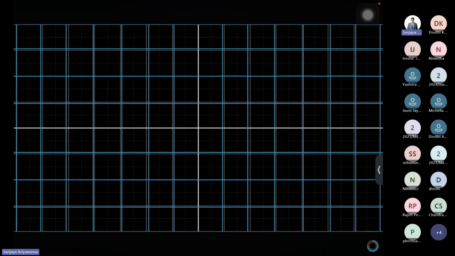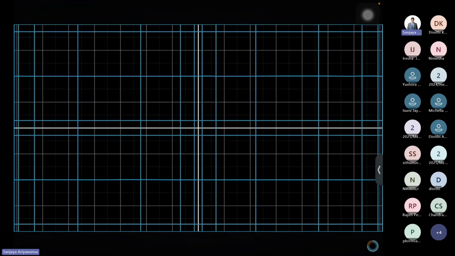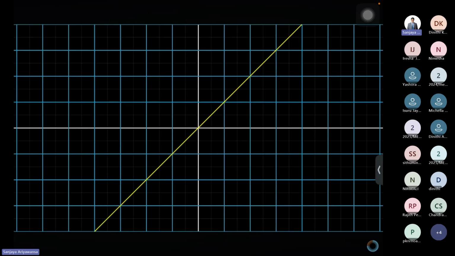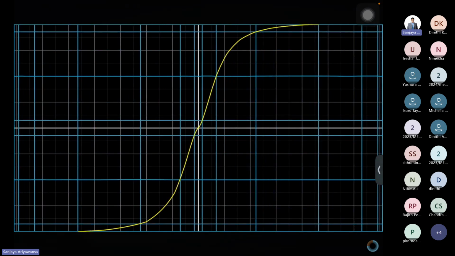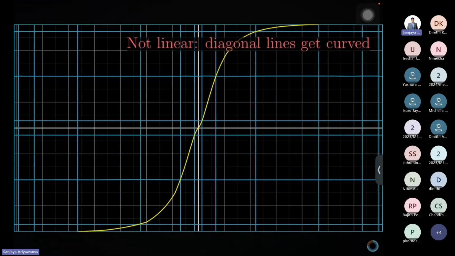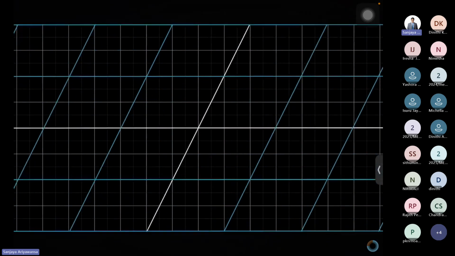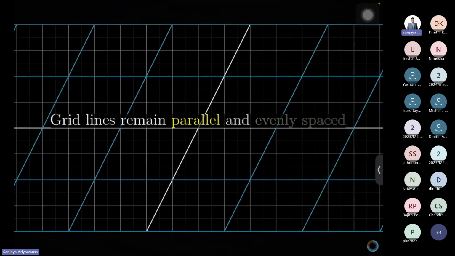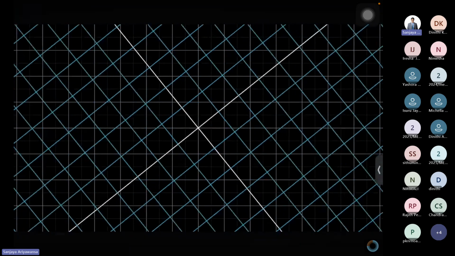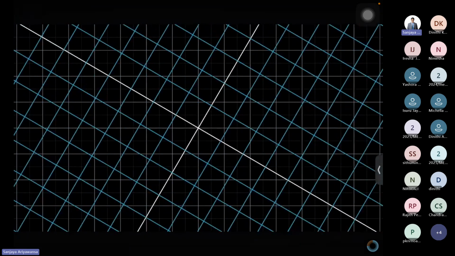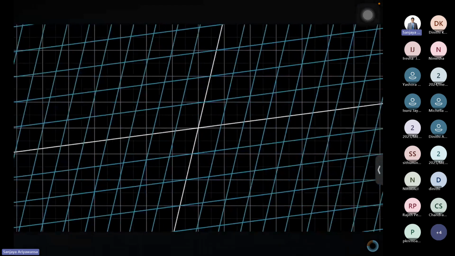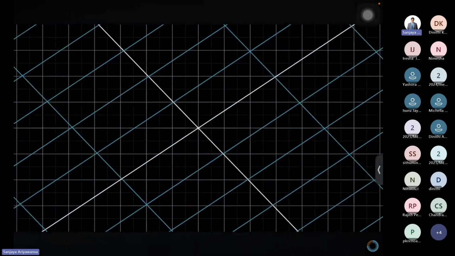This one here fixes the origin and it might look like it keeps lines straight, but that's just because I'm only showing the horizontal and vertical grid lines. When you see what it does to a diagonal line, it becomes clear that it's not at all linear, since it turns that line all curvy. In general, you should think of linear transformations as keeping grid lines parallel and evenly spaced. Some linear transformations are simple to think about, like rotations about the origin. Others are a little trickier to describe with words.